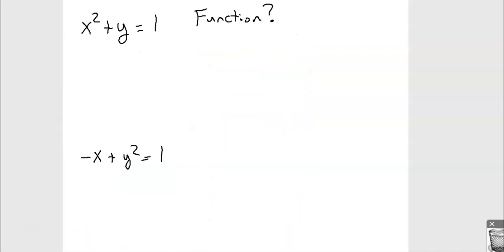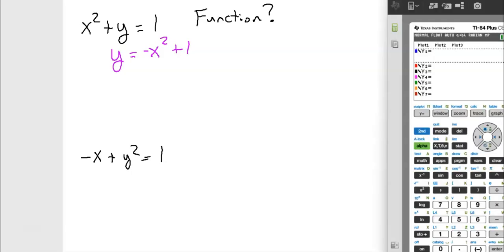All right, so are these functions? There are a couple of things you can do. I suggest you solve for y first. You don't have to, but I strongly suggest that you do. That's going to be -x² plus 1. You can plug this into the calculator, but you don't have to. You can always just graph it manually.